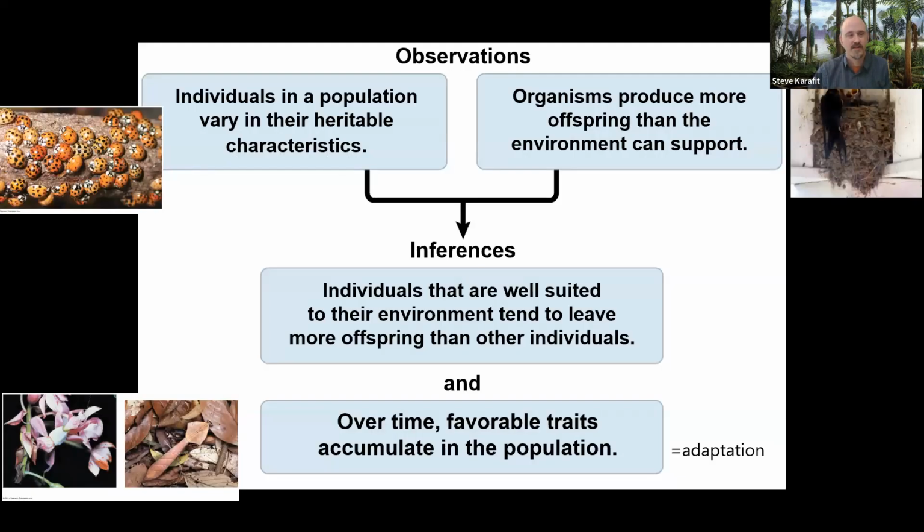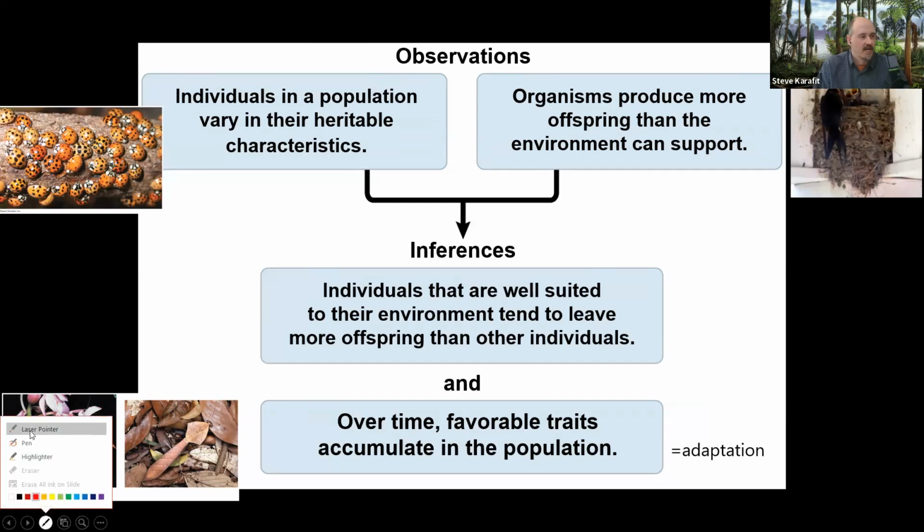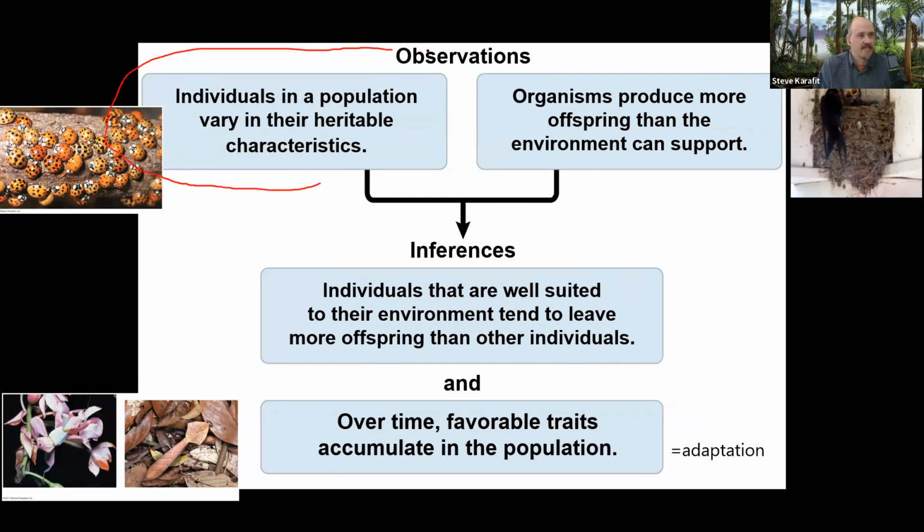All right, so we talked about in lecture evolution by natural selection. We talked about some observations and inferences that Darwin made. Today, we are going to focus on the observation Darwin made that individuals in a population vary in their heritable characteristics. So like this population of ladybugs has different color patterns, different spot patterns. Any population of organisms that are not clones of each other will have different alleles, different genes, and they will have variation. And that is absolutely necessary. That's like the foundation of evolution by natural selection. Without variation, evolution is not going to happen.